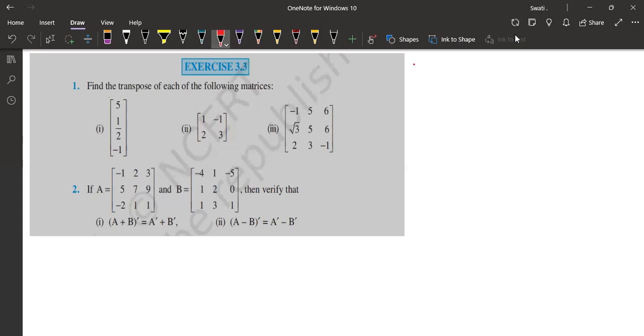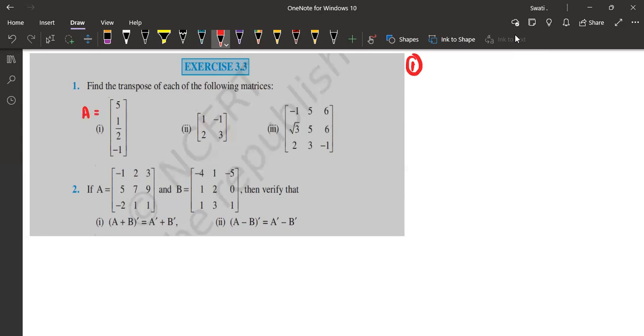And the first one is find the transpose of a matrix. Let me tell you the transpose. What is the meaning of transpose of a matrix? Transpose is simply that whatever matrix is given, you just need to make the row a column and the column a row. That is it. For example, in the first one, suppose this A is 5, 1 by 2 and minus 1.